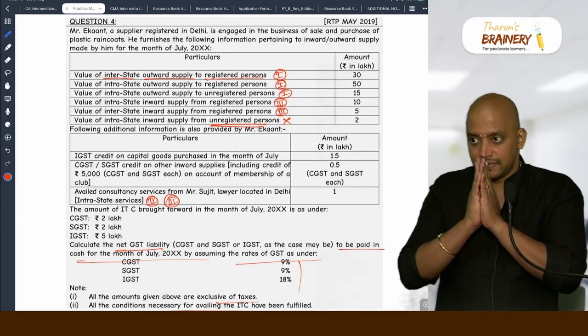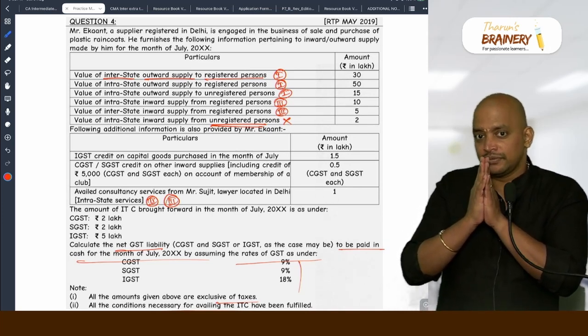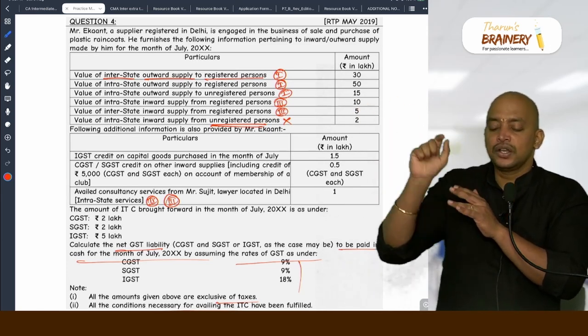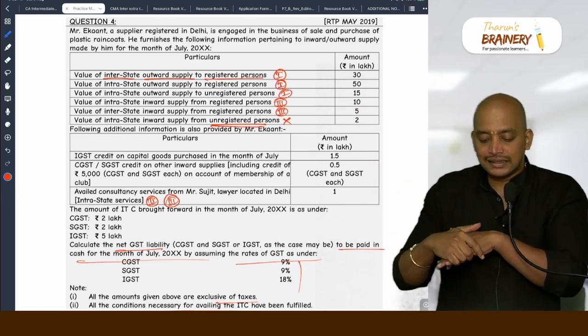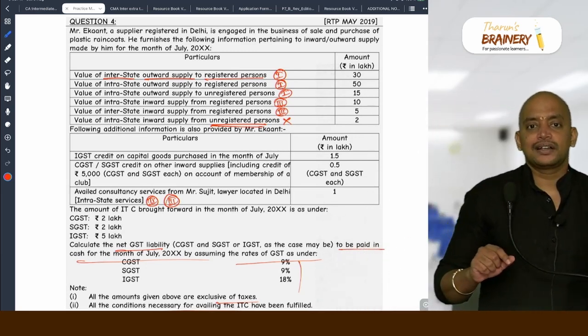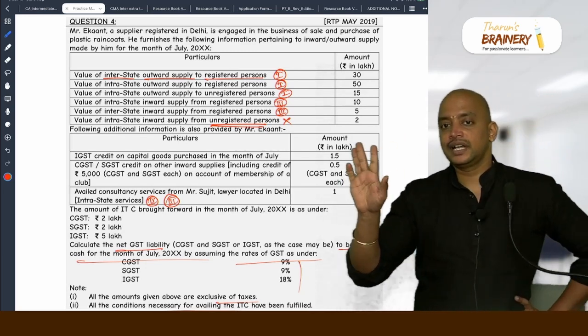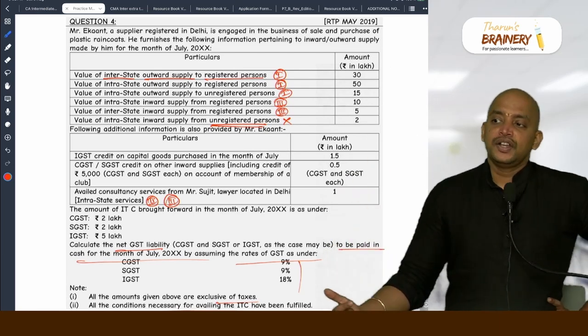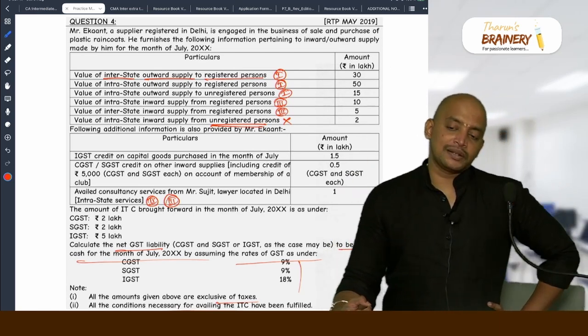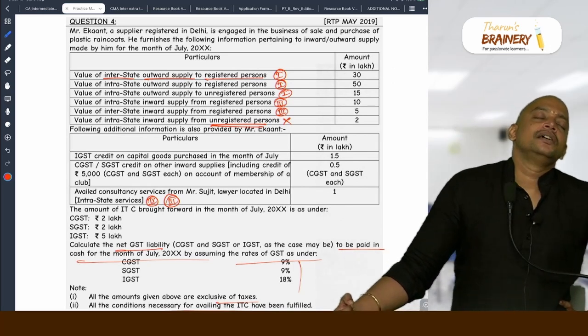Intra or inter? Inter. So, which column? IGST column. So, put dash in CGST, go to IGST column, 30 lakhs into 18%, 5 lakh 40,000. Done. Next one, B2B outward supplies.